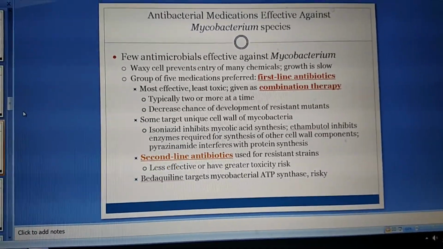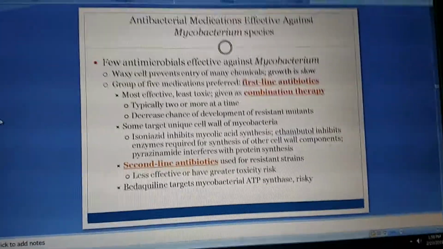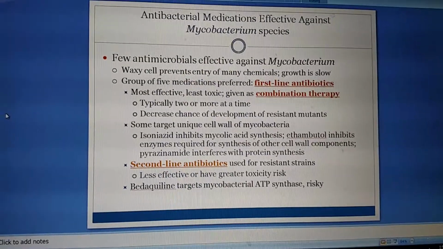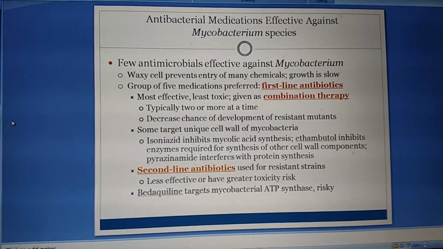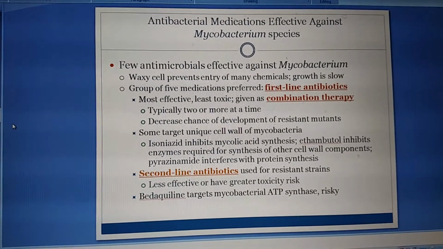Now, if you're dealing with somebody with an infection that has resistant strains, they will take second-line antibiotics. The problem with these is they are less effective or they're more toxic.